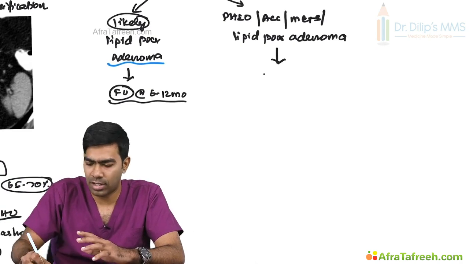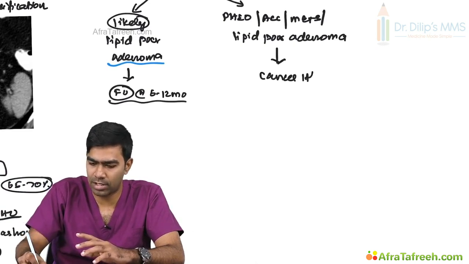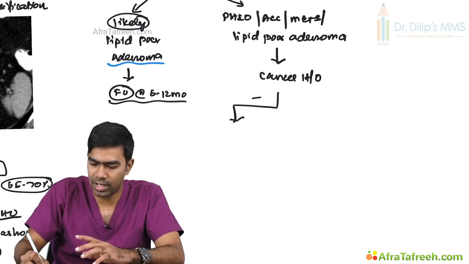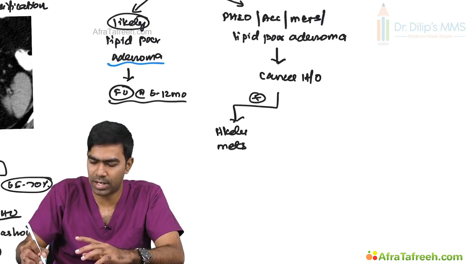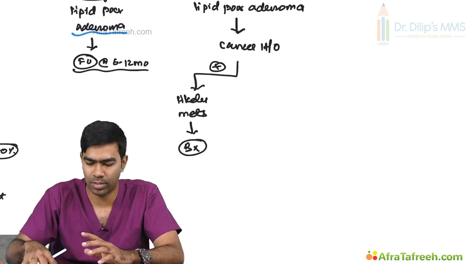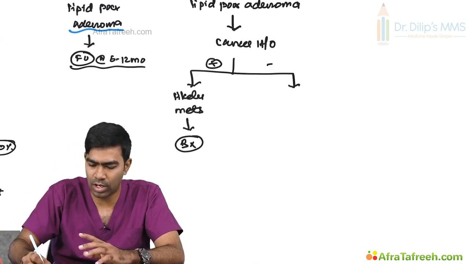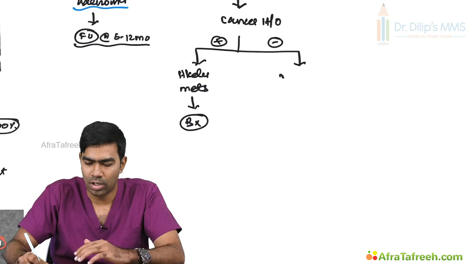So in this setting, once again, see the cancer history. If the patient has a cancer history, this patient is likely to be suffering from a metastatic deposit. So it's better to go for a biopsy of this lesion. If the patient does not have any prior history of cancer, in this setting, you don't know what is happening here. It could be a pheochromocytoma, it could be an adrenocortical cancer, or even it could be a benign but lipid poor adenoma.